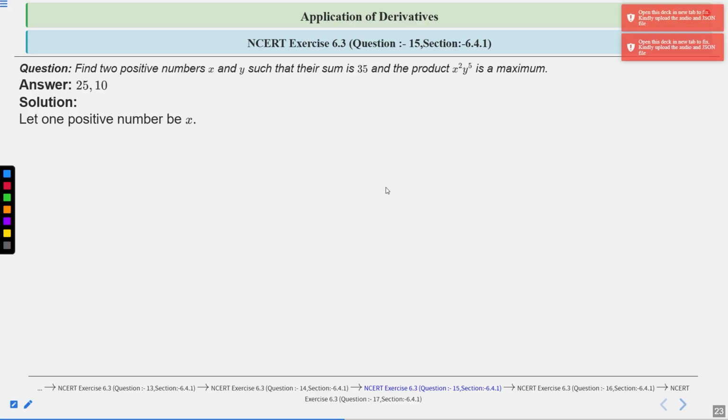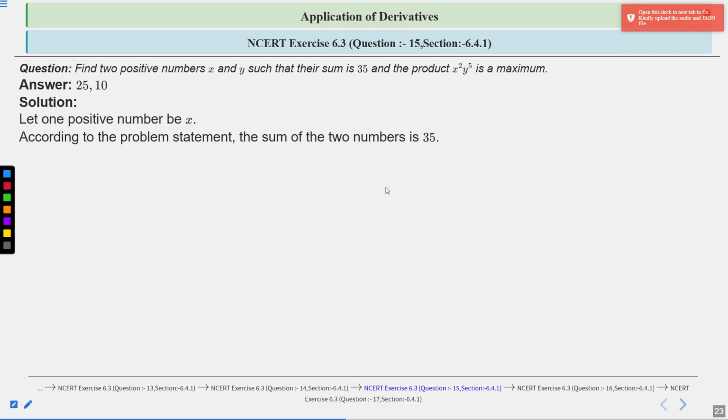Let one positive number be x. According to the problem statement, the sum of the two numbers is basically 35. So the other positive number is basically y is equal to 35 minus x.